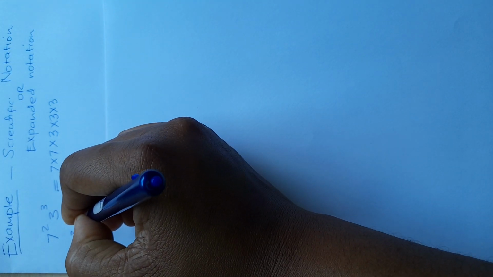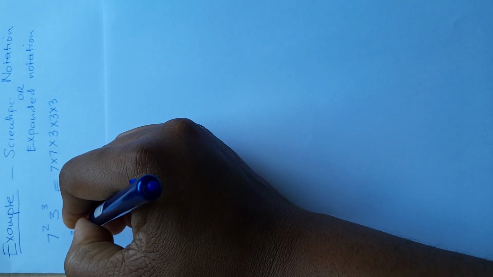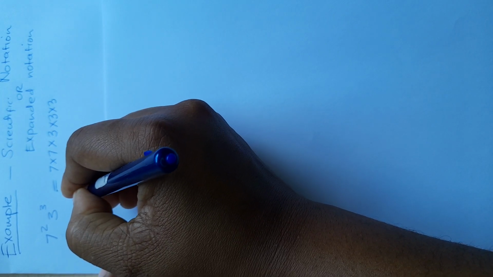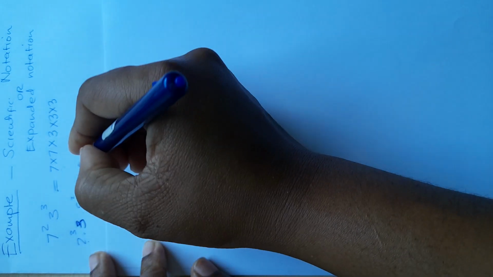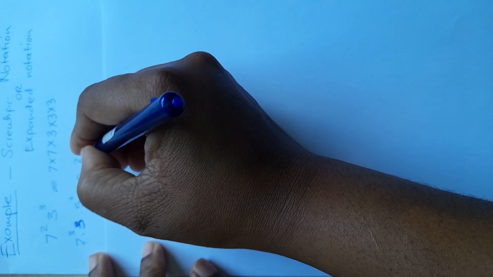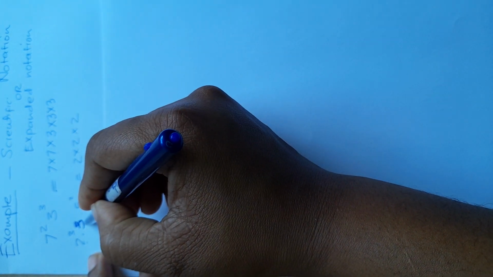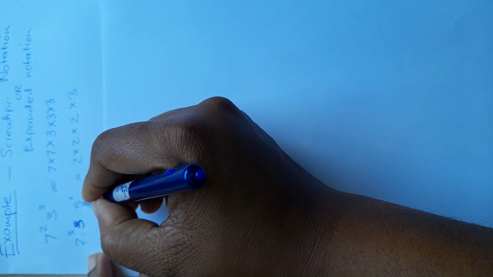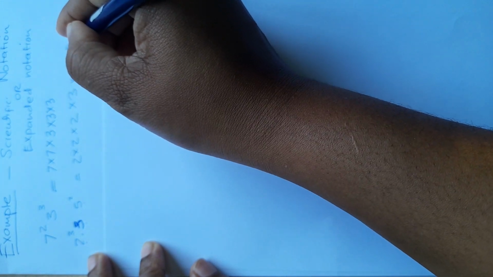I'll do one more example, 2 to the power 3 and 3 to the power, let me not put anything. Sometimes they put dots in between, and 5 to the power 2. So base 2 is multiplied 3 times. So I'm going to have a 2 times 2 times 2. And base 3 is just multiplied 1 time. So I'm going to have 3. And base 5 is multiplied 2 times. I'm going to have 5 times 5.